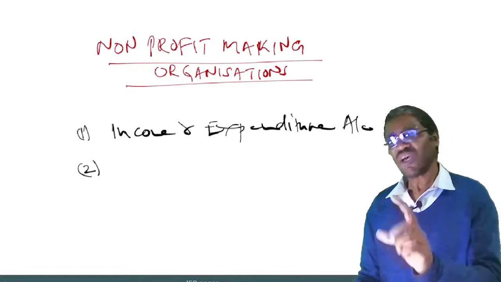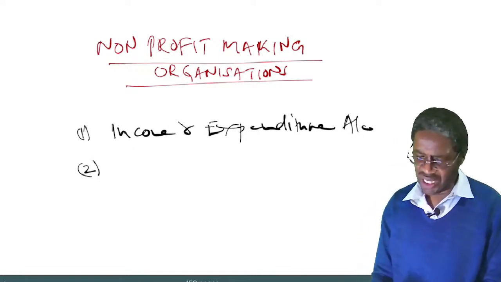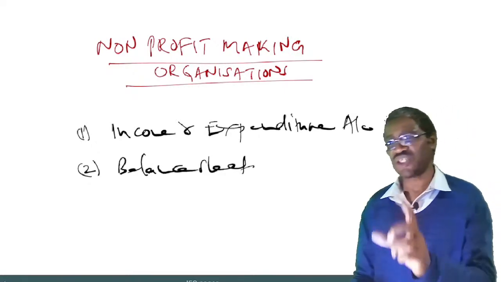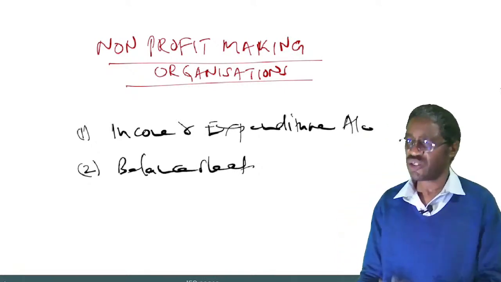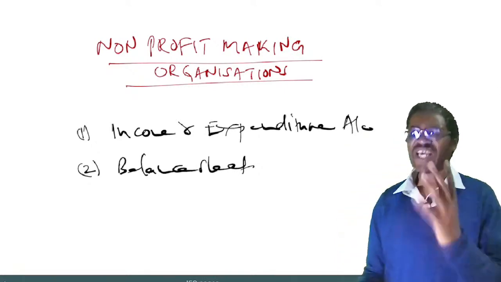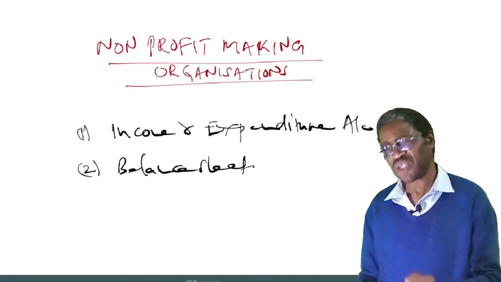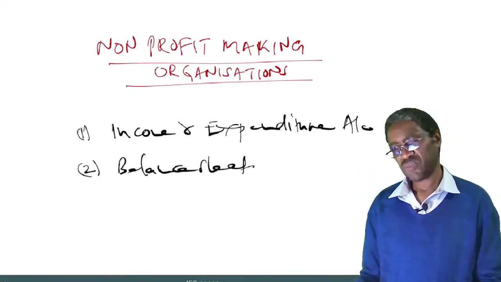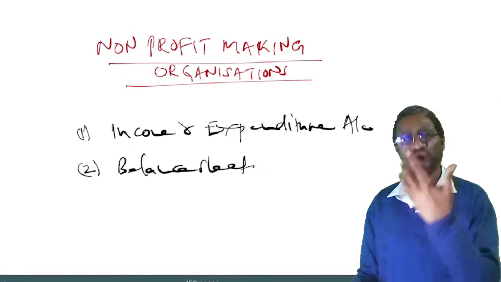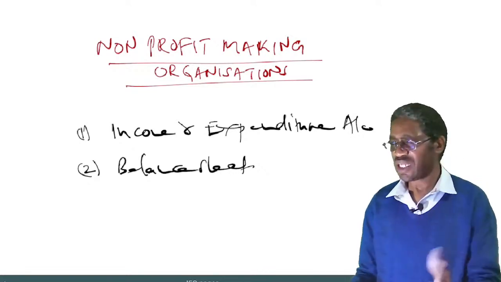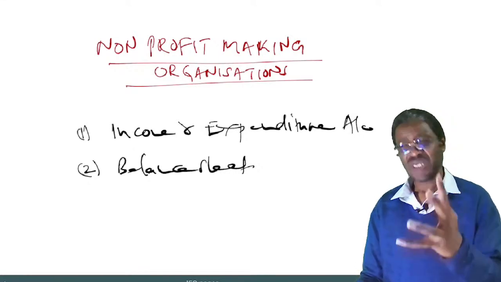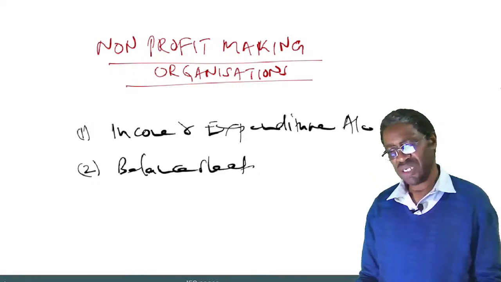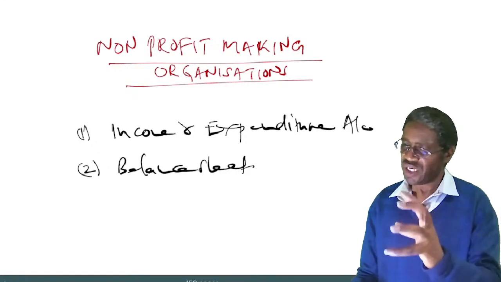Number two, the other final account that they normally keep is the balance sheet, or what you can call statement of financial position. Now listen, this balance sheet or statement of financial position is the same like the way you know it. It is almost the same like that of a company, or that of a sole trader or a partnership. The only difference in the balance sheet is the section called financed by.